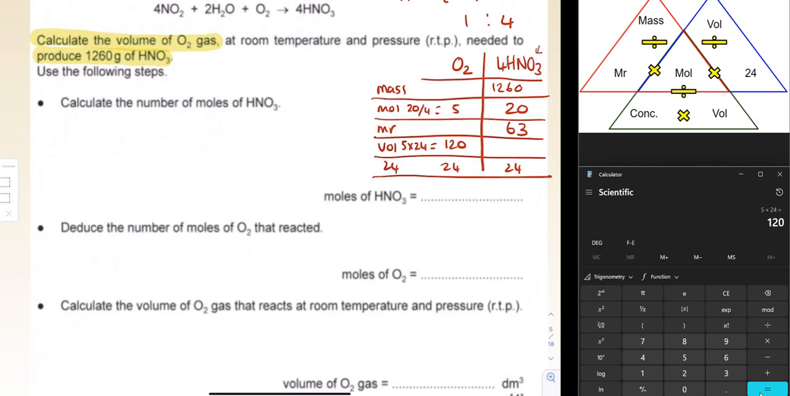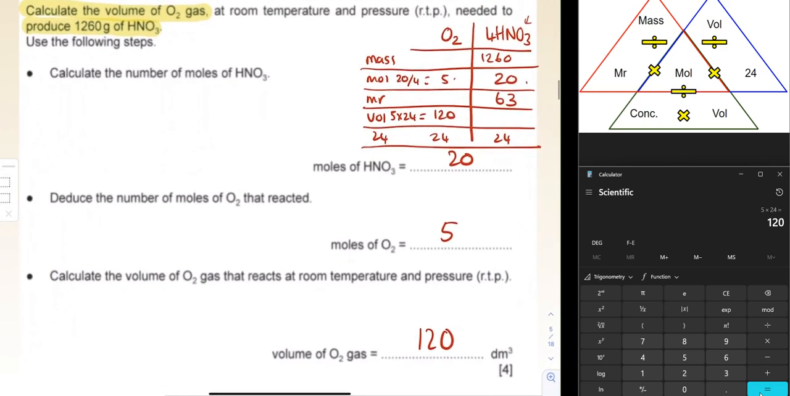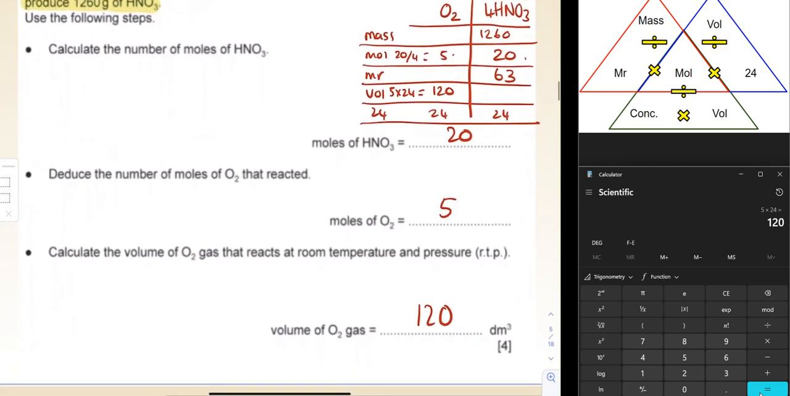Right, what do I do now? I'm just going to pull this information from the table into the answers. Calculate the number of moles of nitric acid. Well, that's here. That's 20. Deduce the number of moles of oxygen. That's easy. That's 5. Calculate the volume of gas. The volume of gas is 120 decimeters cubed. That's four marks, super quick, much less than 4 minutes because you've used the table method.